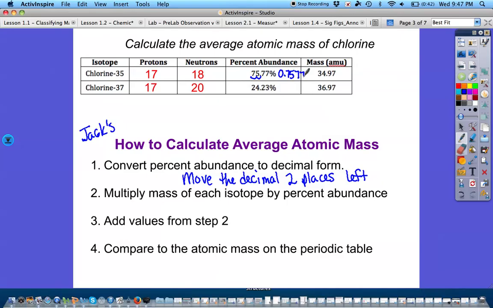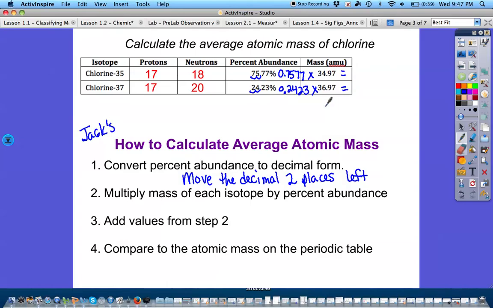0.7577, and 0.2423. Then we are going to multiply the percent abundance in decimal form times the mass.